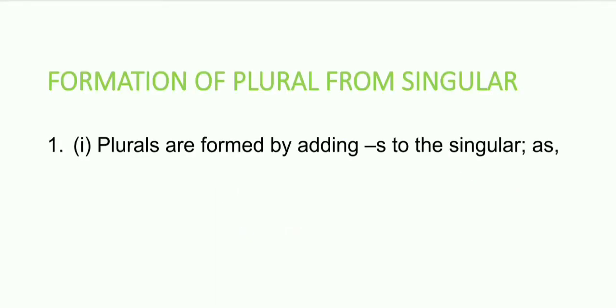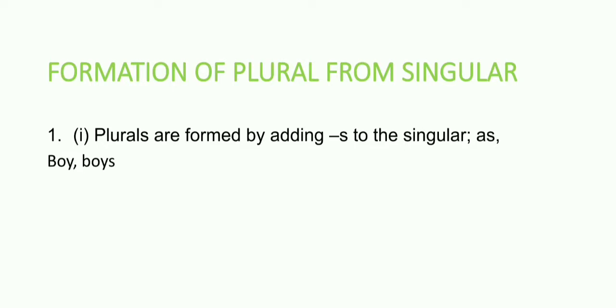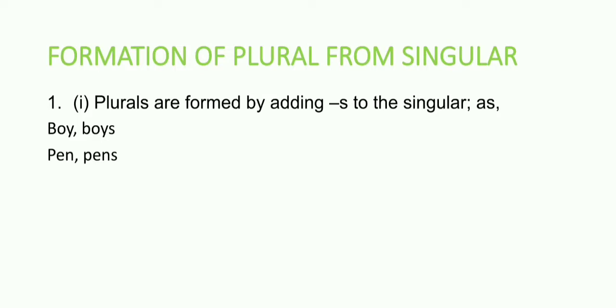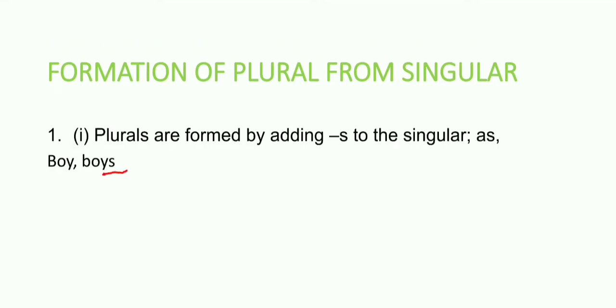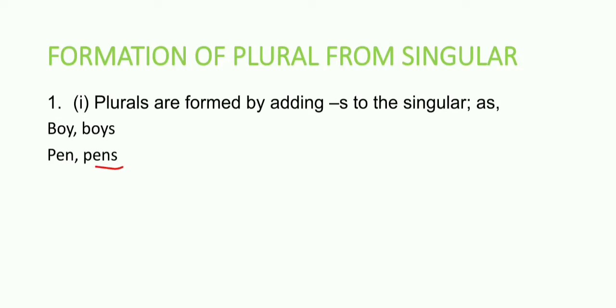So the first rule is that plurals are formed by adding s to the singular nouns at the end. किसी वर्ड के एंड में जनरली हम क्या करते हैं, एस लगा के उसका प्लूरल बना देते हैं। Example, boy. So boys, we simply and generally add s to make it plural. And we have another example, pen. At the end we have only one letter, that is s, generally added, and singular pen becomes the plural pens.